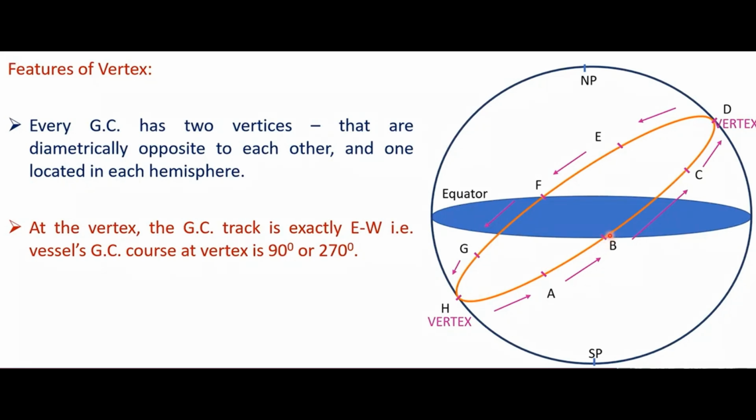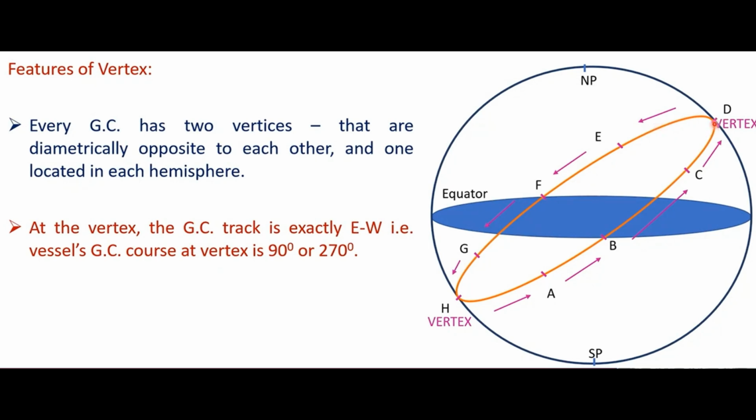Now to understand this, let's have a look at the highlighter moving along this great circle track, and we can see as it is moving along the great circle track, the northerly latitude is increasing. And we all know that this increase in northerly latitude is because of a northerly component in the course. And of course, this northerly component is continuously changing. What do we see as the vessel goes past point D, that is the vertex? The vessel's northerly latitude starts decreasing.